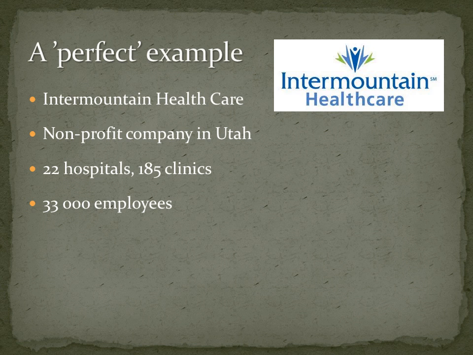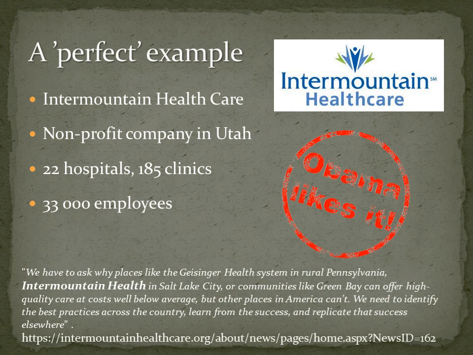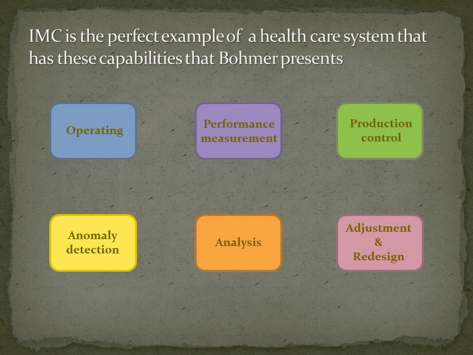An example of an organization that has reached a successful system is Intermountain Healthcare. It's a nonprofit company in Utah with 22 hospitals, 185 clinics, and 33,000 employees. It's so good, even the president likes it. Let's give you an example from Intermountain Healthcare from each one of these capabilities.